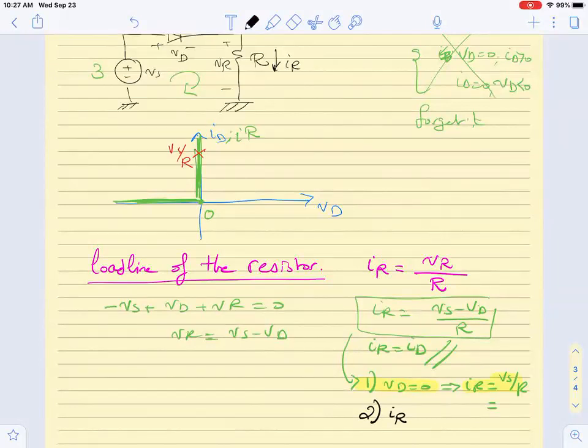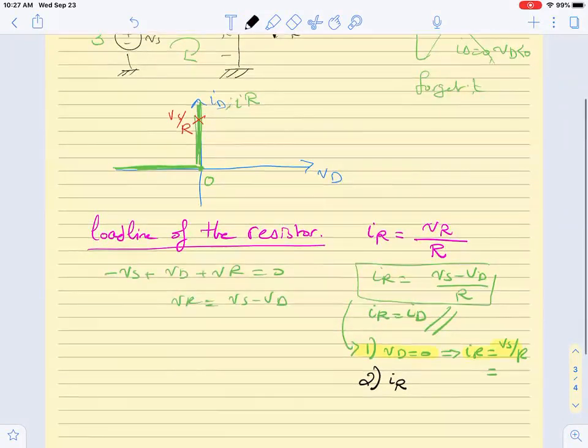Hypothetically speaking, I want to say that when IR equals 0, so this is a hypothetical point, what value would satisfy that?